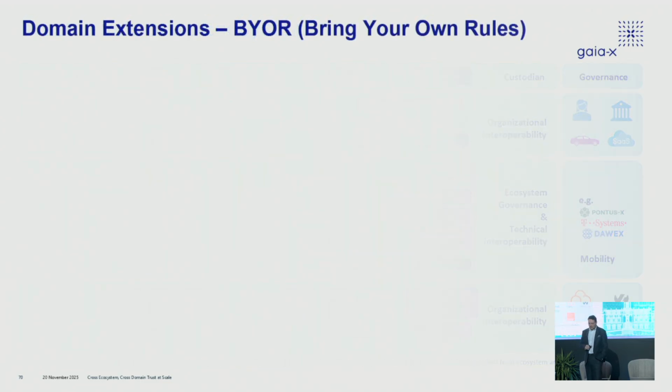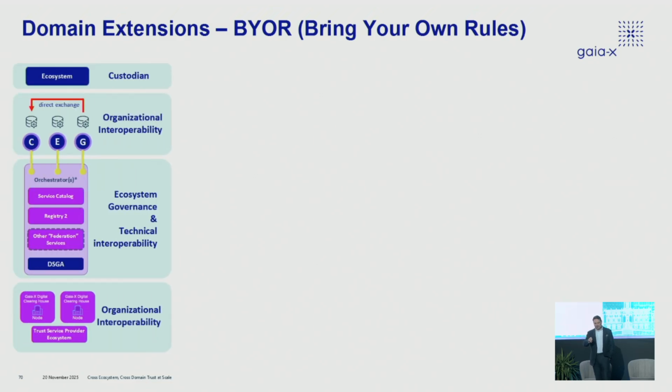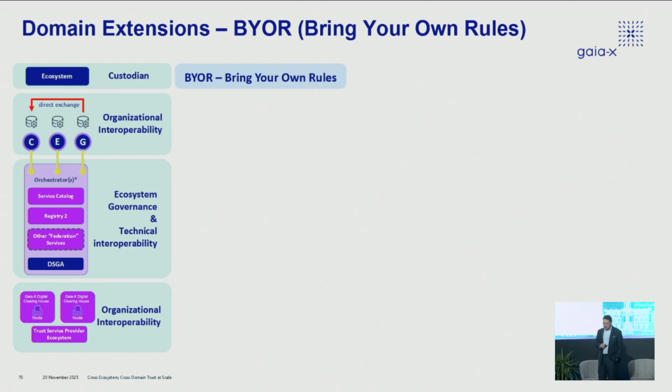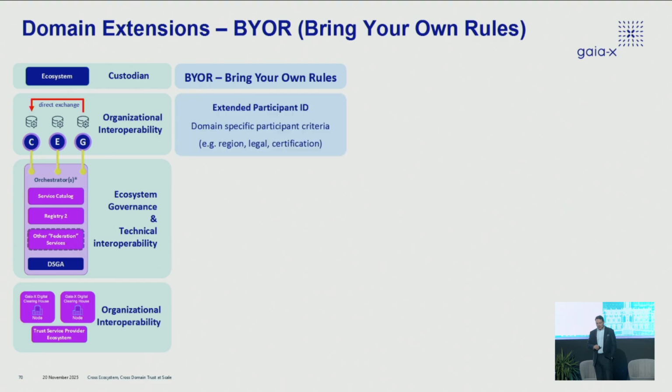The domain extensions, or as I really like what Christoph calls them, bring your own rules. And that's a cool thing, because when you see the ecosystems as I just explained, the custodian brings the rules. The organizational interoperability means you have an extended participant ID. So we're not only having an identification of who you are through a VAT number or eIDAS. What we really have is we can say there is domain-specific criteria, which is different by region, different because of legal requirements, different because of certification. Think about something very simple. When we work with the finance ecosystem, you probably need a bank license in order to access certain kinds of data. This is something we can add here, and we can check in the same way and with the same compliance engine that we use for the standard ones.